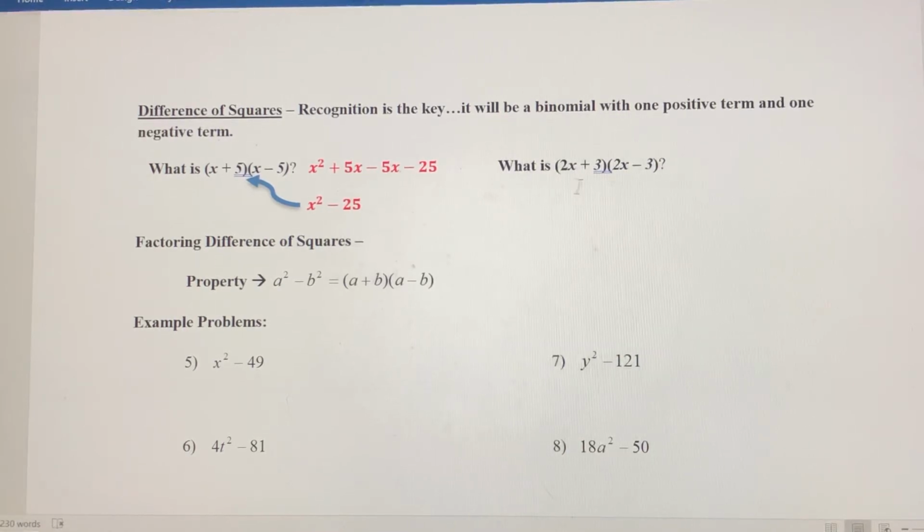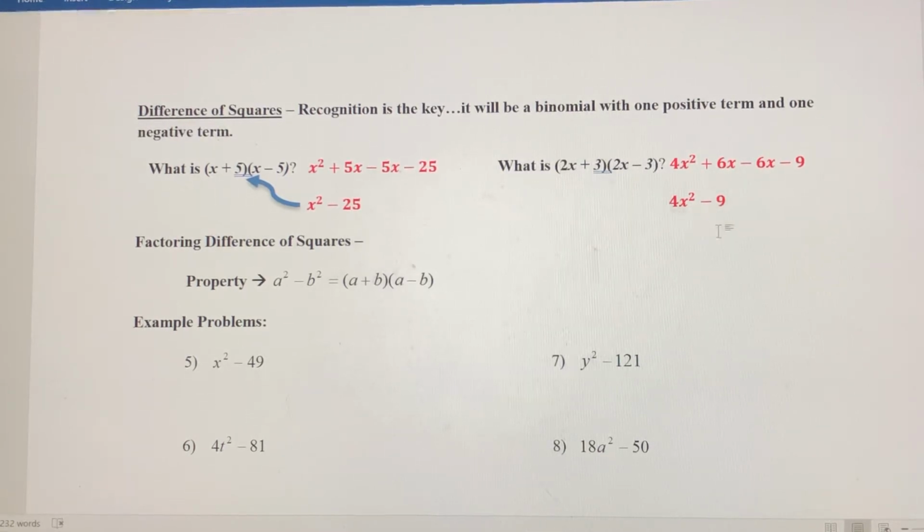This one's a little more complicated. We've got 2x plus 3 times 2x minus 3, okay? So when I use FOIL method or distributive property, again, notice what happens in the middle. Those middle terms, they're like terms, they cancel out. They're opposites. Positive 6x and negative 6x cancels out. So 4x squared minus 9, these are both perfect squares, okay? They're separated by a minus sign, so I recognize that I have a difference of squares, okay?